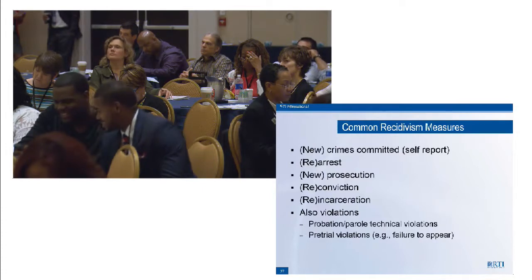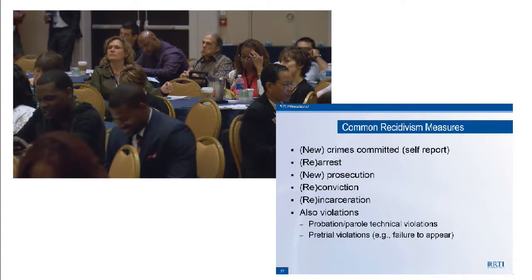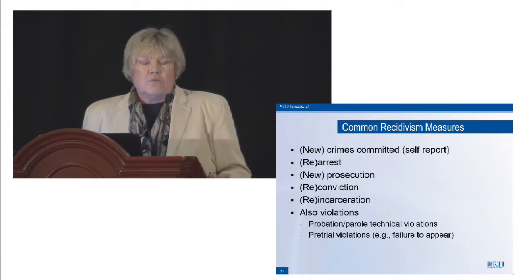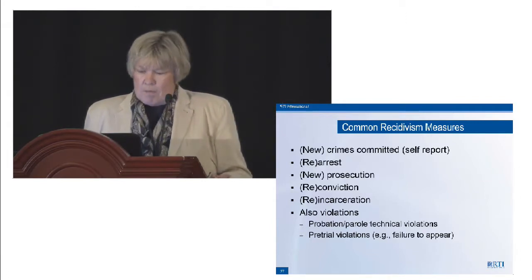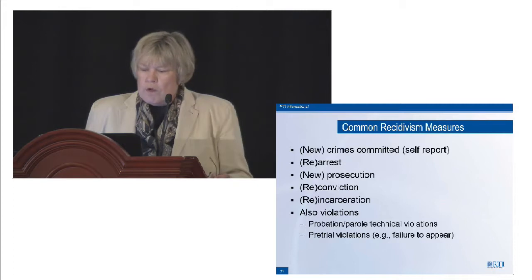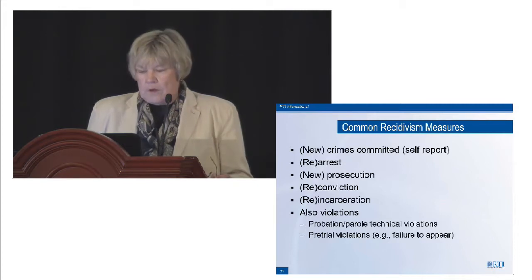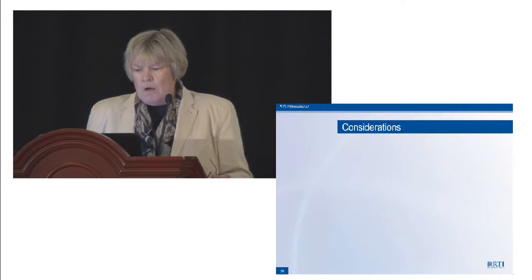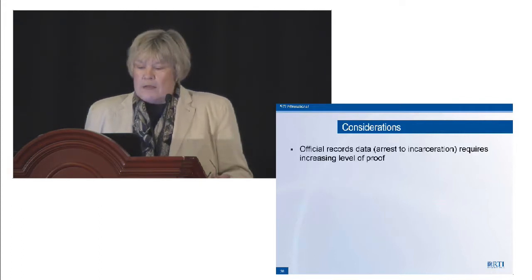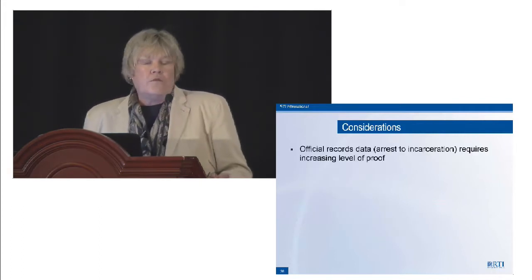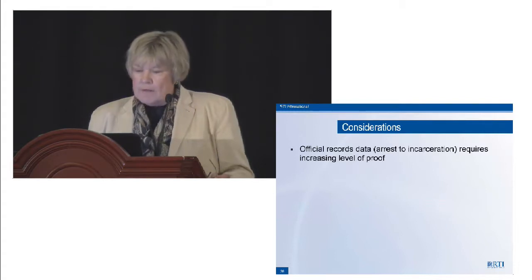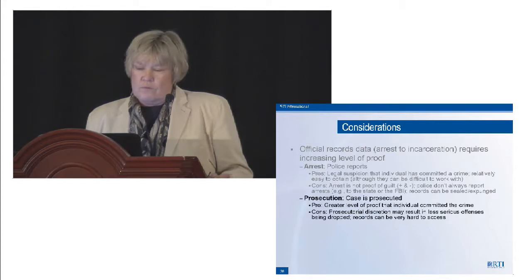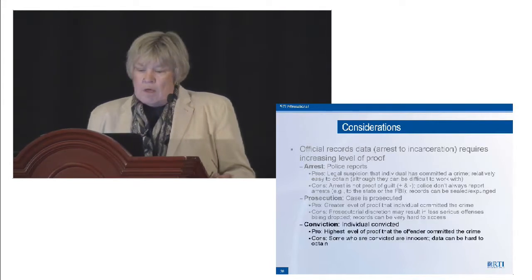There are a number of common measures that we use when we look at recidivism. We talk about new crimes committed. Generally, that comes from self-report data. I'm not really going to talk about that today. We've got rearrest, prosecution, conviction, incarceration, as well as violations. To get these data, we're going to turn to official records often. Arrest data we get from police reports. These have pros and cons with respect to level of proof.